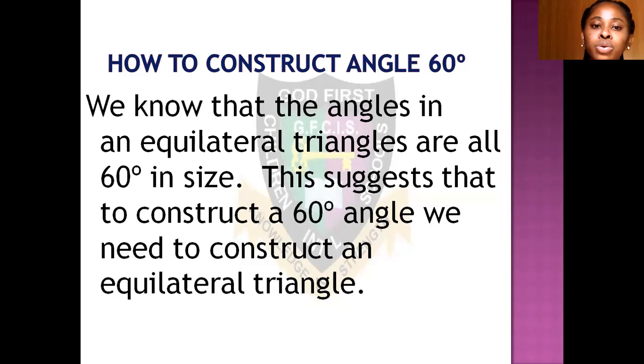Now, we want to move to how to construct angle 60 degrees. We know that an angle of 60 degrees is in an equilateral triangle, because in a triangle with 60 degrees at the three angles, when you sum them together, it will give us 180 degrees. So we want to construct angle 60 degrees. Like the other constructions we have been doing, there are some special steps we must follow to construct angle 60 degrees.